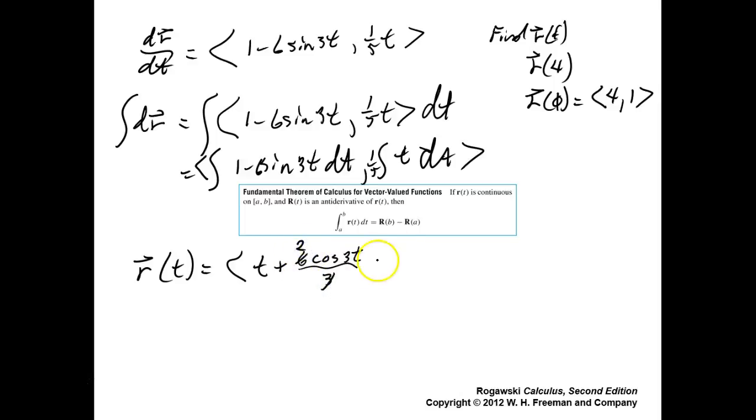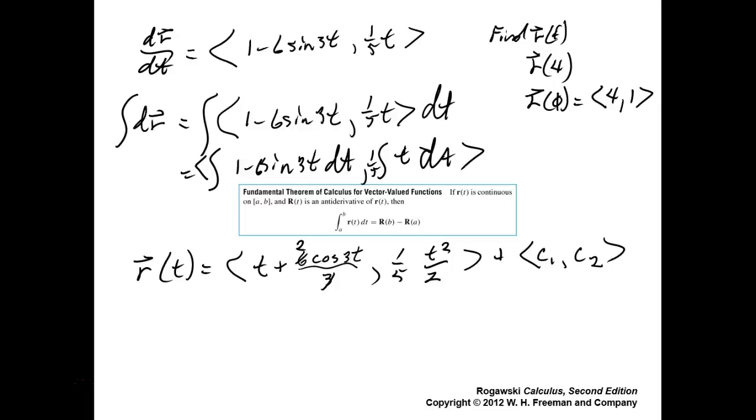Right? Comma, 1/5 t squared over 2, so that winds up being t squared over 10, basically. Plus some constant vector. Let's call it C1, C2. Got it? You buy that?